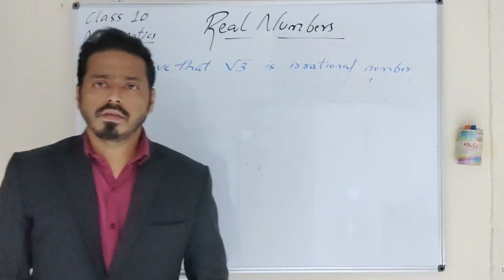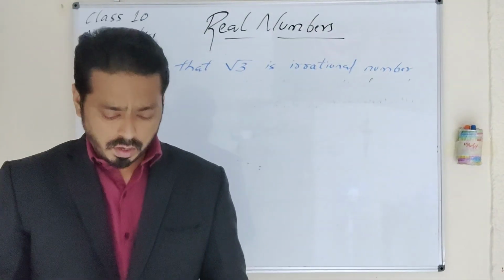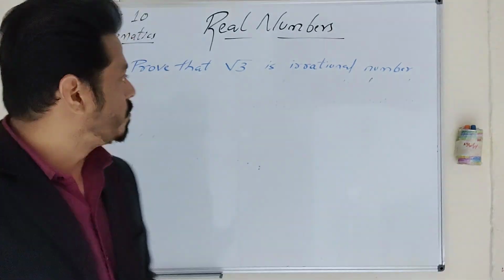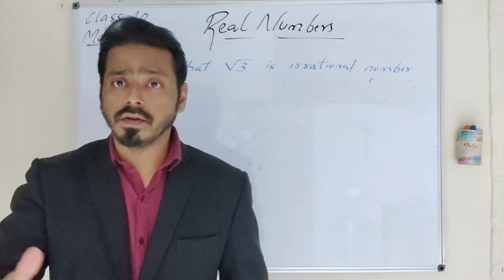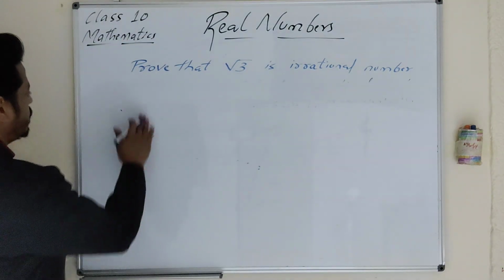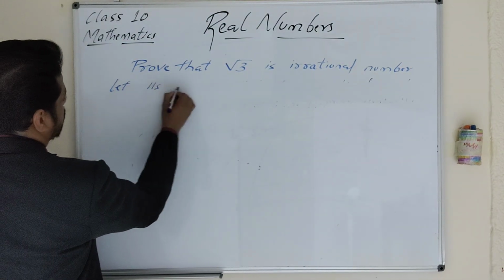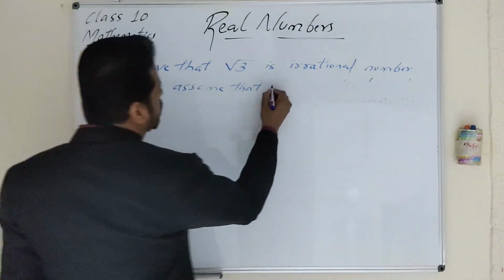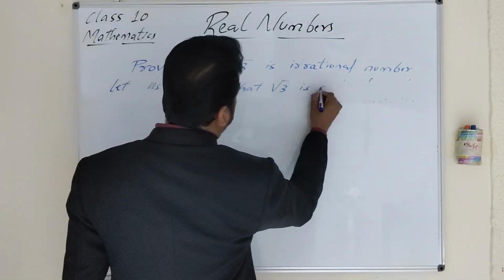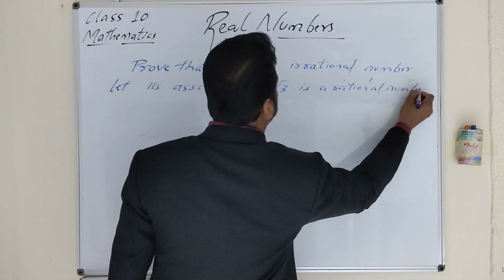Dear students, in this class we are going to prove that root 3 is an irrational number. The problem will start with this: we are going to assume that root 3 is not irrational, it is rational. So as the first step, let us assume that root 3 is a rational number.